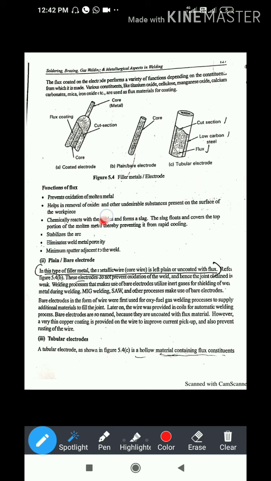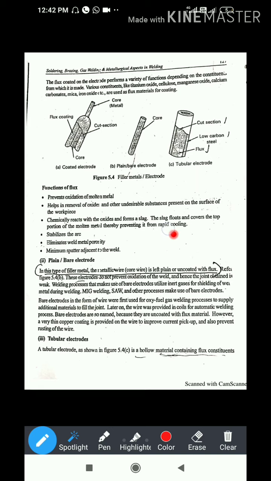It helps in removing the oxidization and undesirable substances present on the surface of the workpiece. The flux chemically reacts with the oxides and forms slag. The slag floats on and covers the top portion of the molten metal, thereby preventing it from rapid cooling.